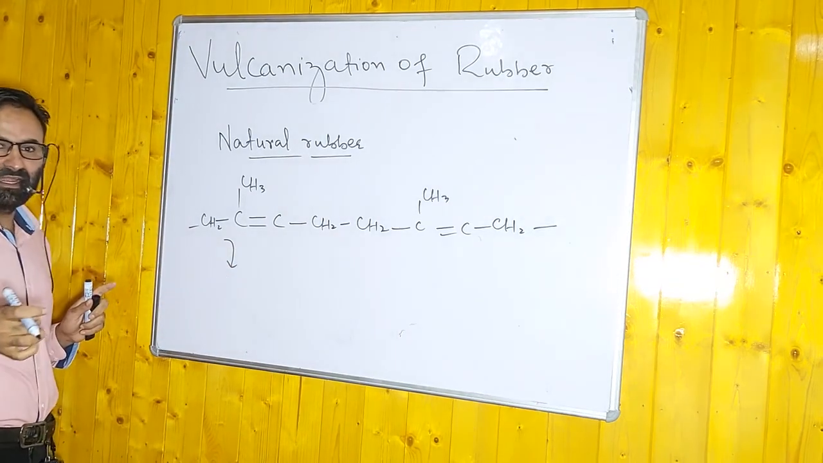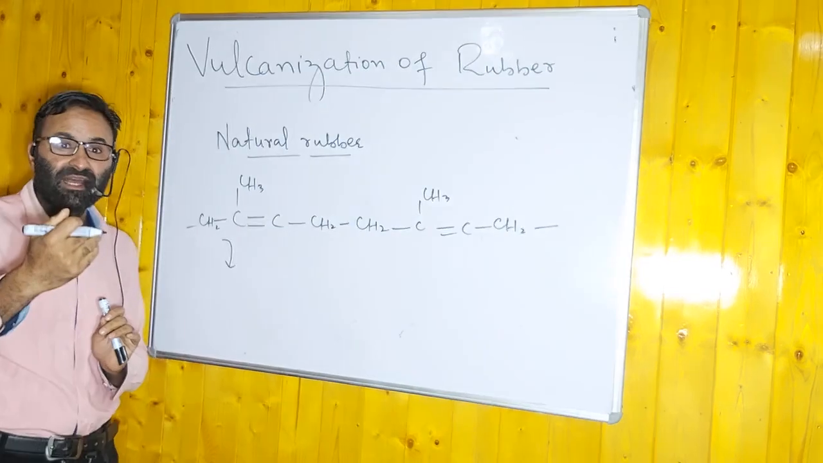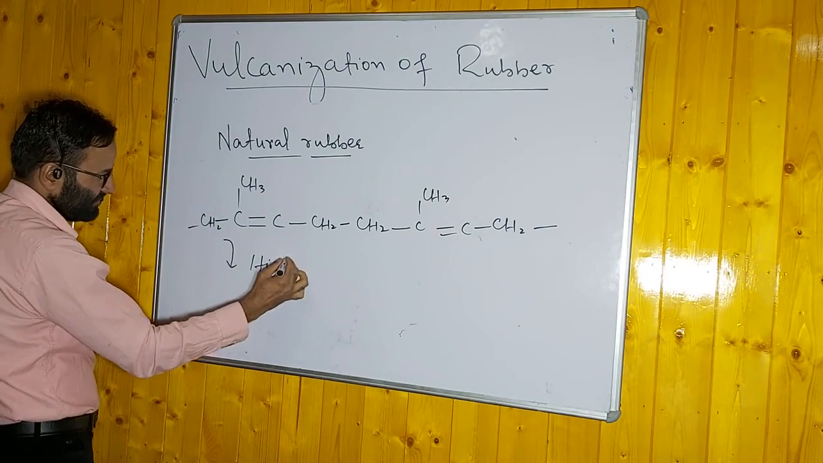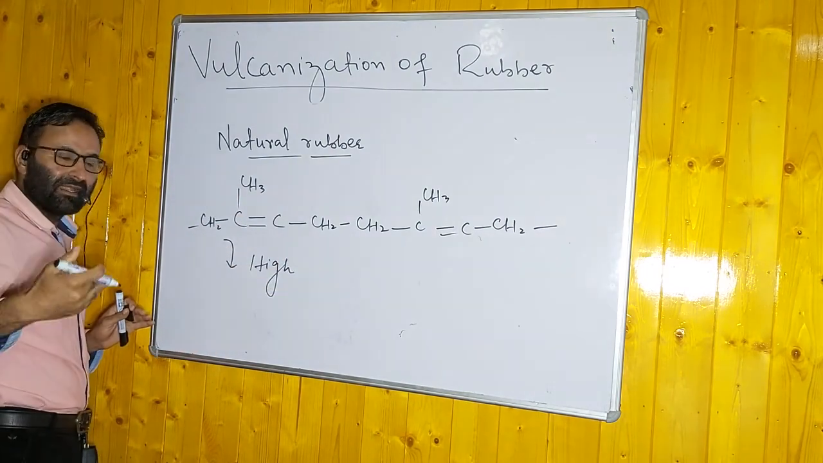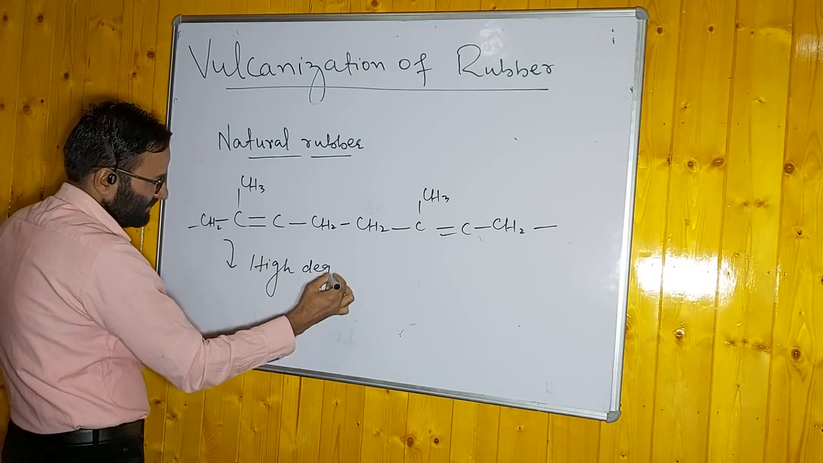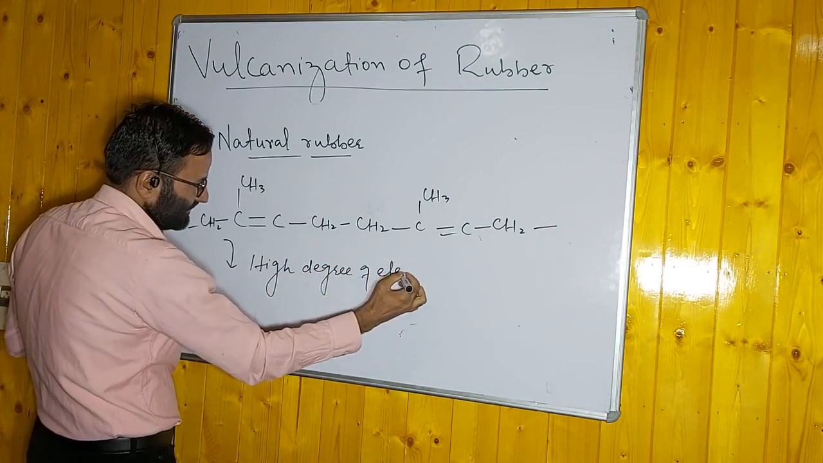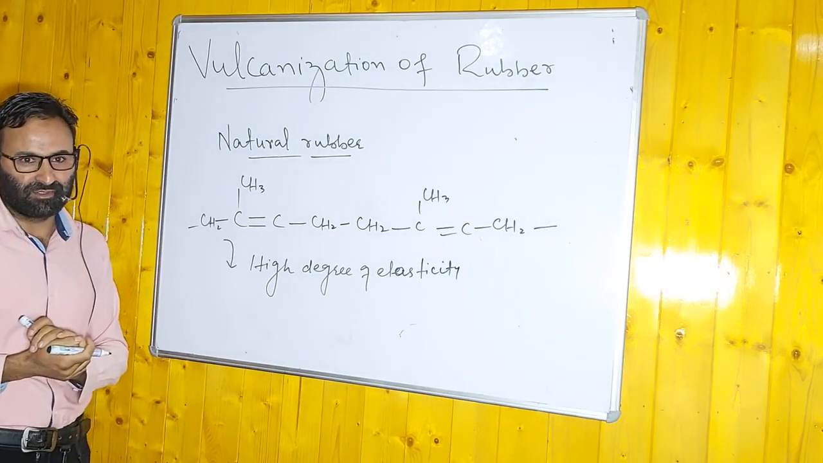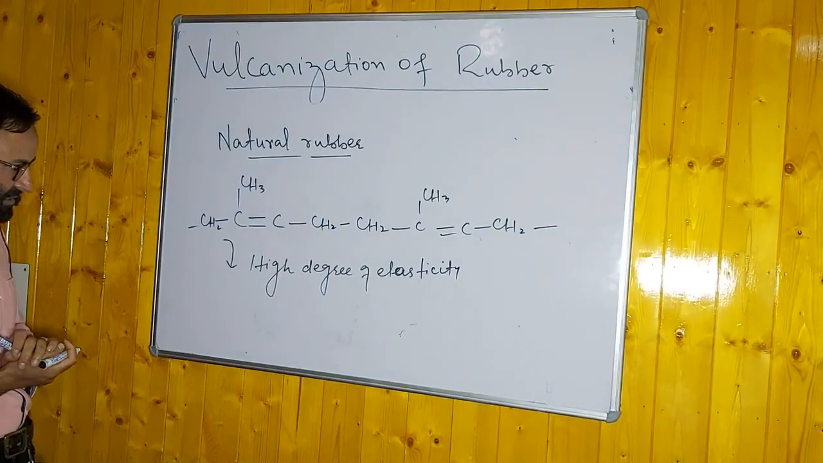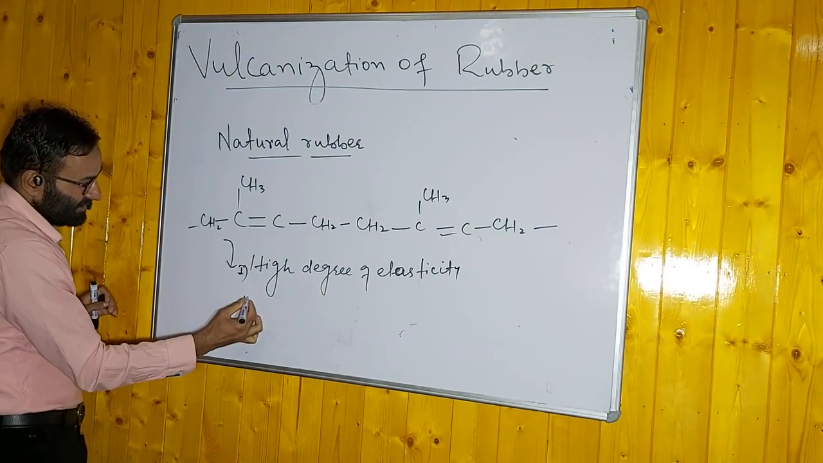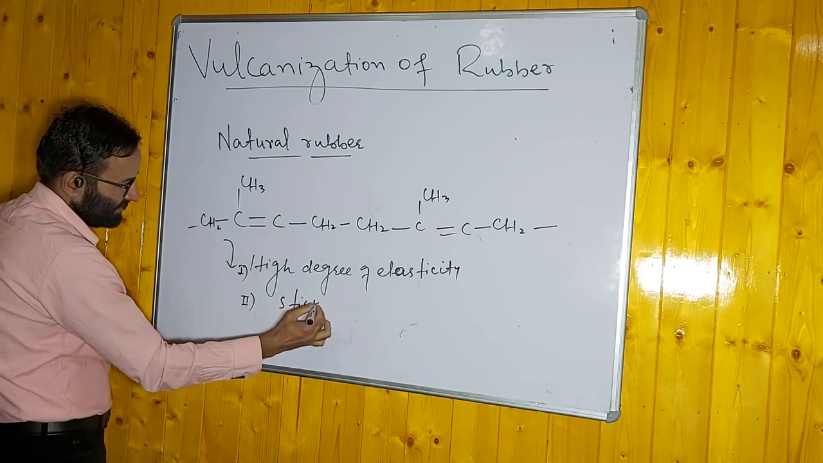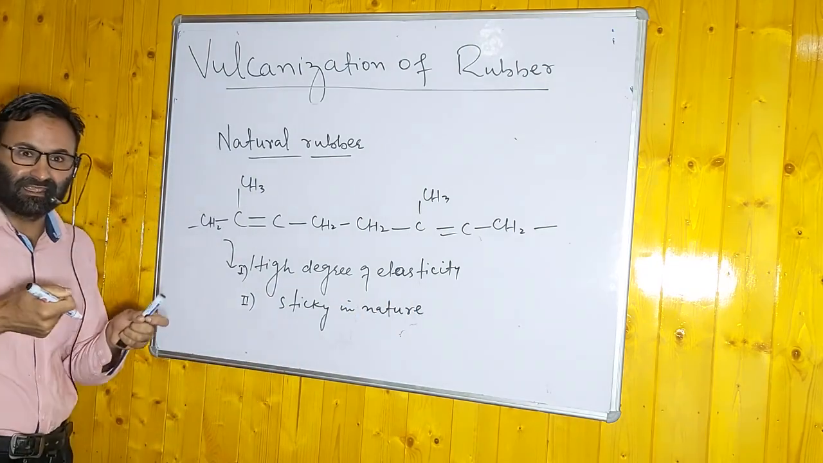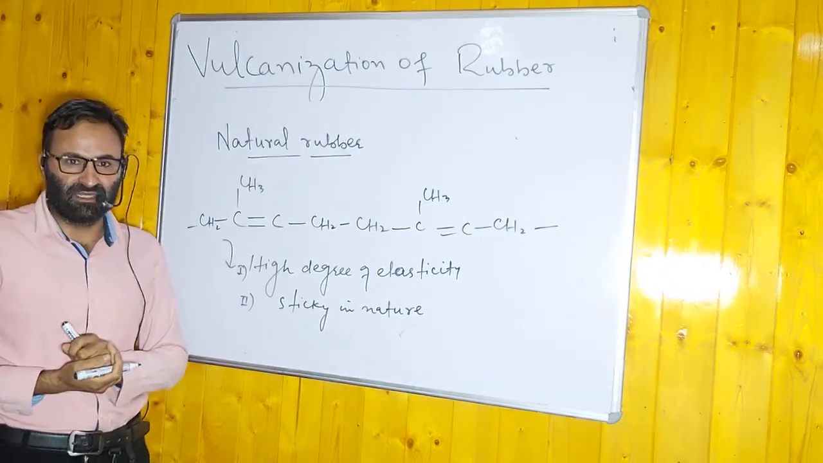We have mentioned that natural rubber has a high degree of elasticity. Remember, this is the first problem. Because it is an elastomer, it has a high degree of elasticity. It is the property of natural rubber, but it is also the problem of natural rubber. Second, it is sticky in nature. It is tacky. It sticks with surfaces.